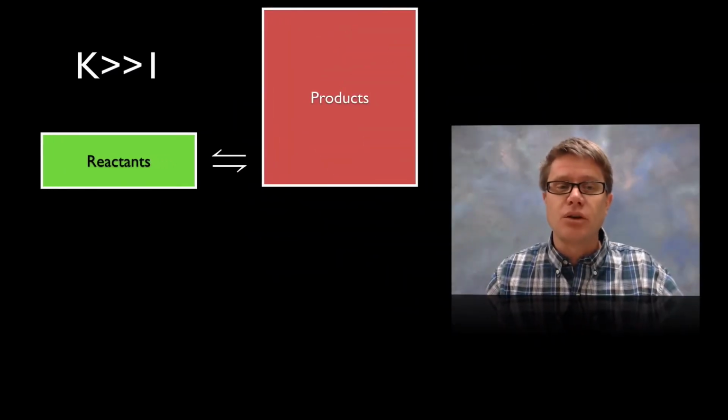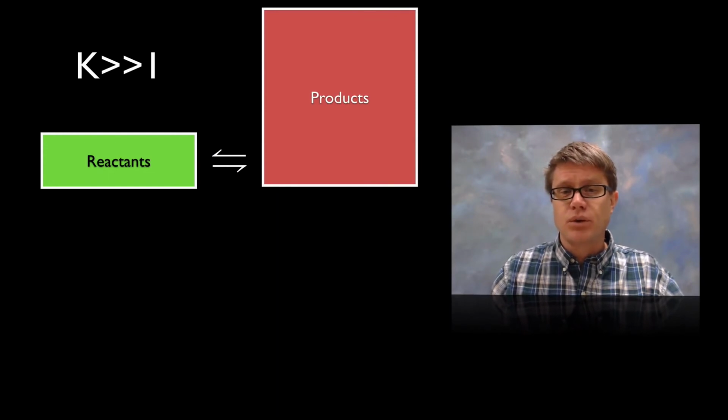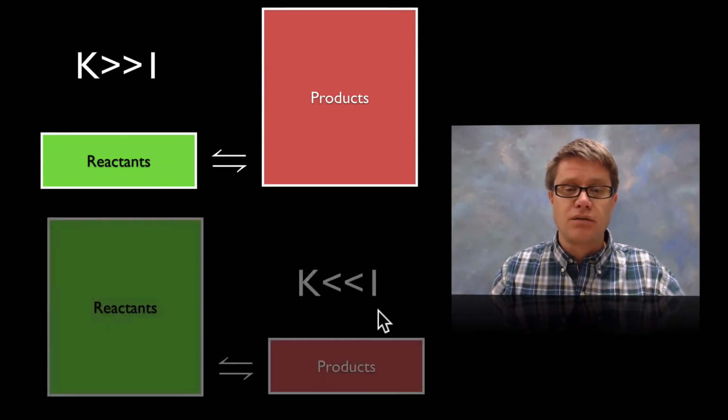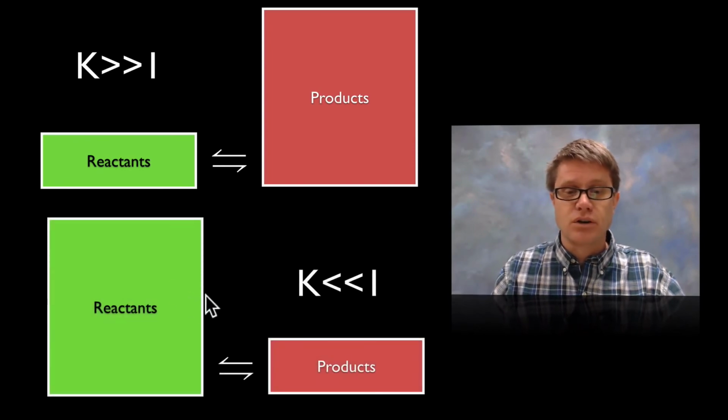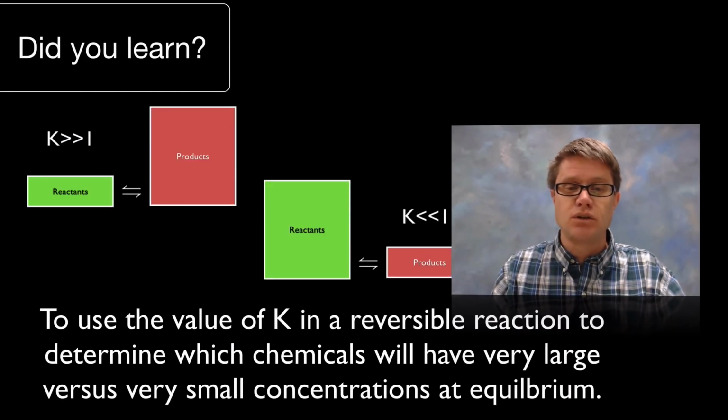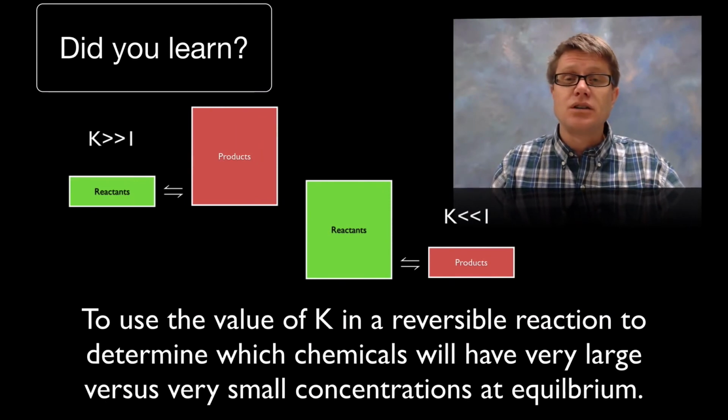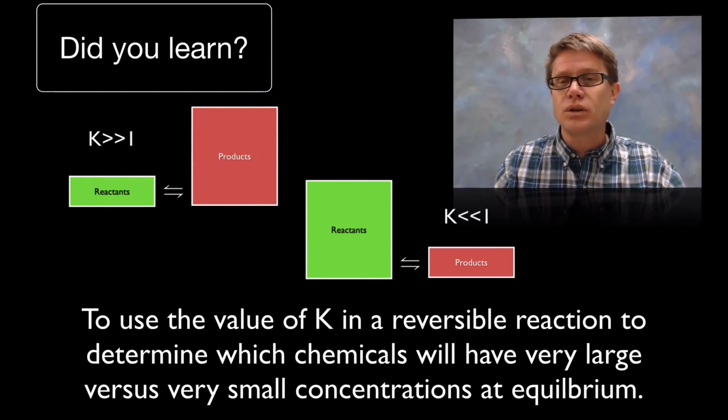And so again, in summary, if our K value is ever greater than 1, that equation is going to move from the reactants to the product side. We're going to have way more products than we do reactants. If it's ever less than 1, then the reverse is true. We're going to have way more reactants than we do products. And so did you learn to use the values of K to predict which chemicals we're going to have when it reaches equilibrium?